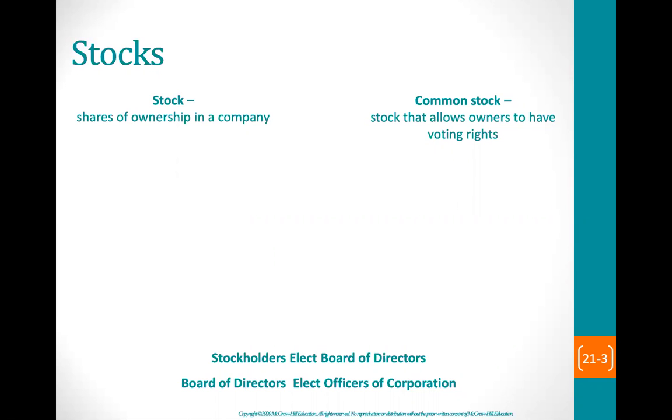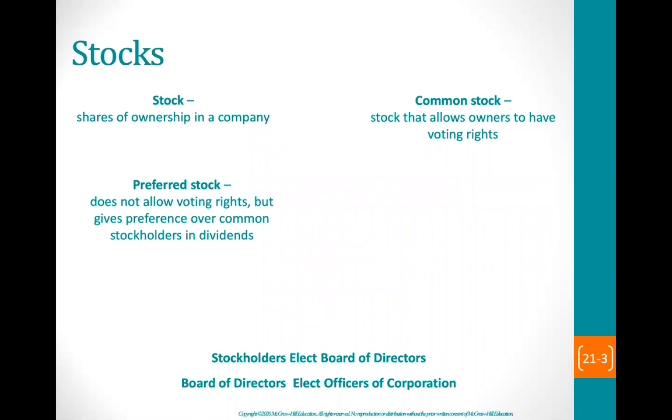The first is common stock. Common stockholders have voting rights within the company. The second is preferred stock. Preferred stockholders do not have voting rights, but they have preference over common stockholders when it comes to the payment of dividends.